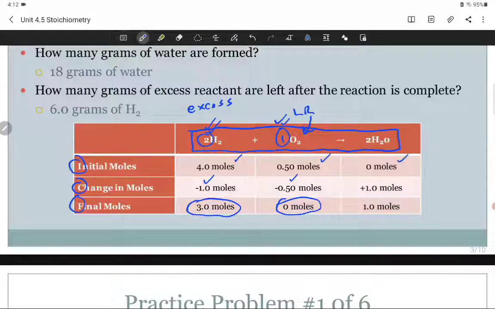Okay, so now how do we get H2O here? Again, we start off with 0, and then we're going to add for products. And how did you know to put 1 there?